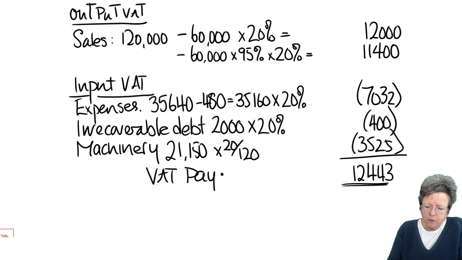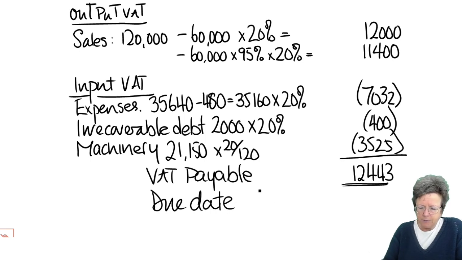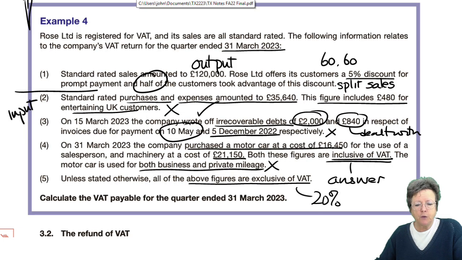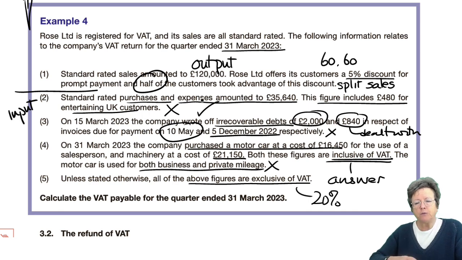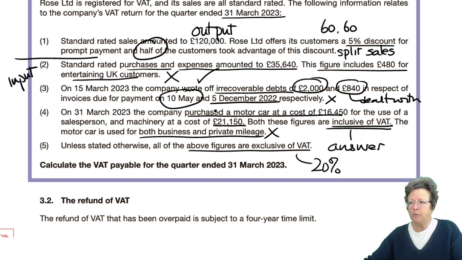Please label your answer carefully. Now, what is the due date? Okay, we're going to have a look at that later, but that would be the 7th of May 2023. We'll come to that later. Okay, so if you're unsure about this, then go back, read the question again. I've made some notes on it so that you can see those notes, and then have a look at the answer to make sure that you are happy with how that works.